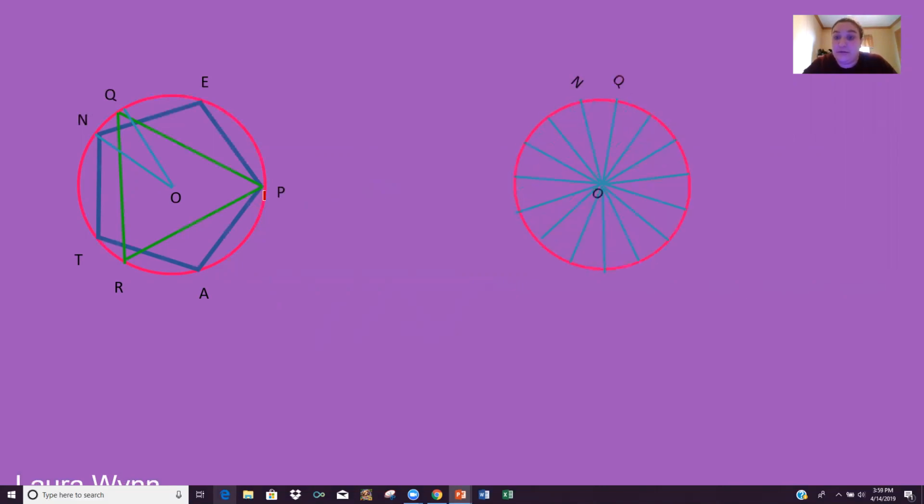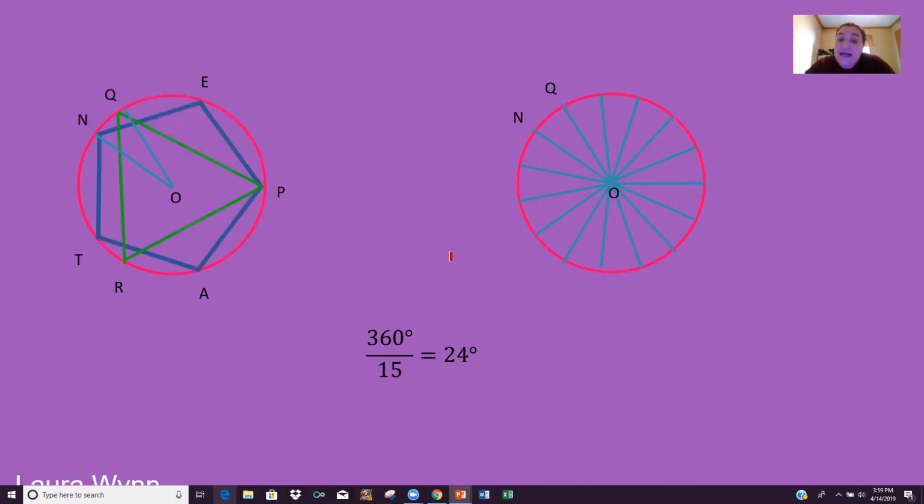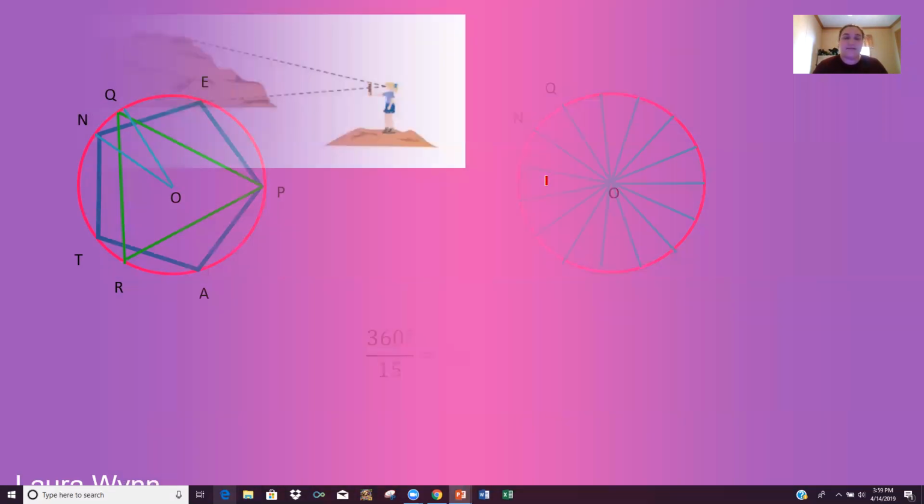So you get this big old pie sliced up. Here's our angle NOQ that they want us to find. And if you remember, a circle is going to equal 360 degrees. So to find out what the angle of NOQ is, we're going to divide by our 15 bisectors. So we get 360 divided by 15, which gives us 24 degrees. So angle NOQ is 24 degrees. All right, let's move on to our next one.